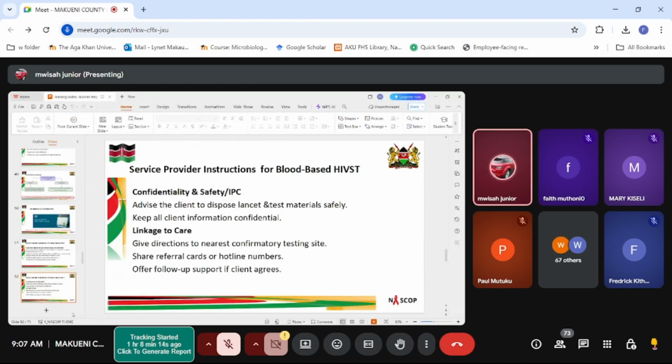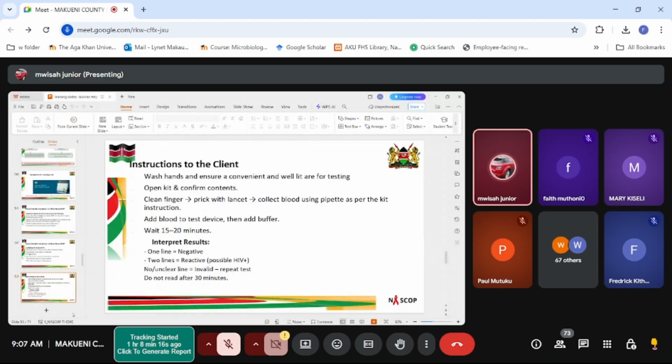You do the follow-up. Instructions to the clients: wash hands and ensure a convenient and well-lit area for testing. Open the kit and confirm contents. Then you clean the finger, prick with the lancet, and collect blood using the pipette as per the kit instruction. Then you add blood to the test device and you add the buffer. Wait for 15 to 20 minutes and interpret the result.